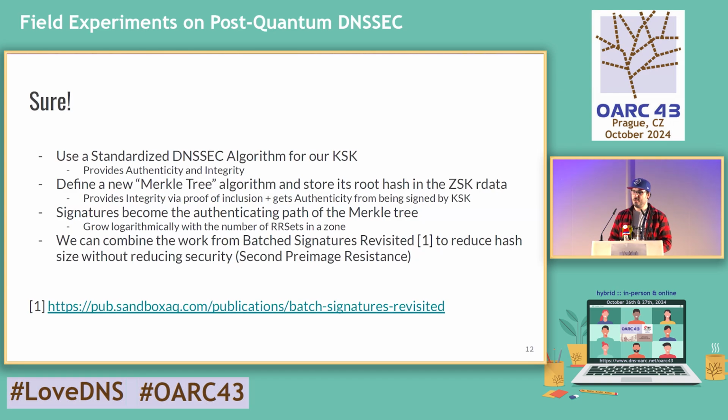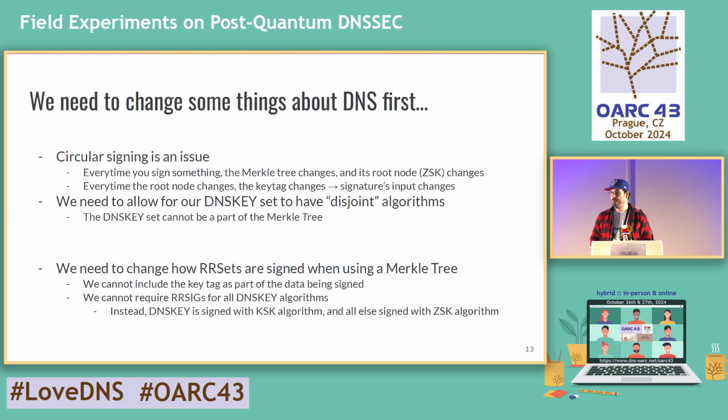Then your signatures will become the authentication path, and this is really nice because they just grow logarithmically with the number of RR sets you have in the zone. So this is a really nice win. And then we also utilize some work from some colleagues of mine from the Batch Signatures Revisited paper that lets us only use half of the hash. And this is a really nice finding that you don't reduce security because of the second pre-image resistance property. So you get half the size with the same amount of security, which is a really nice win.